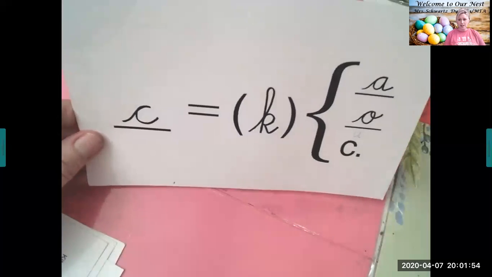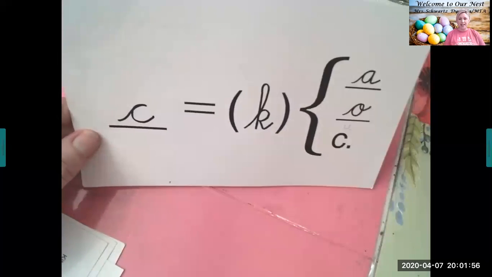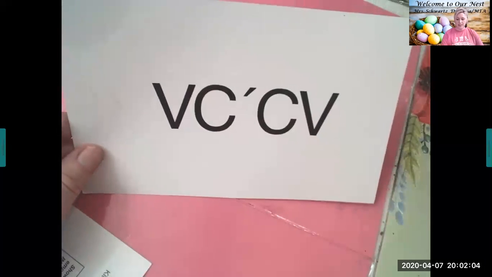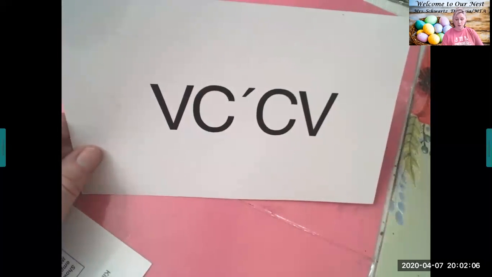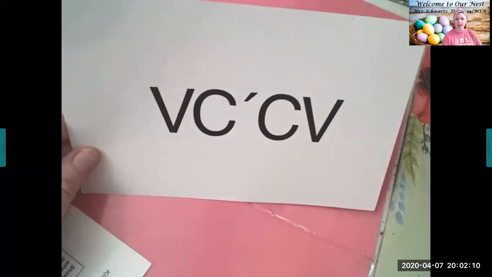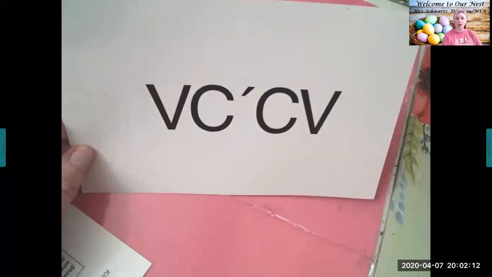C is pronounced k before A, O, and any consonant. When two consonants stand between two sounded vowels, the word usually divides between the consonants and the accent most frequently falls on the first syllable.